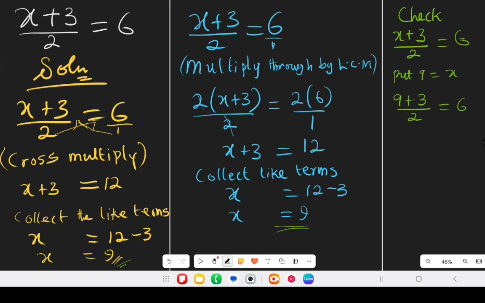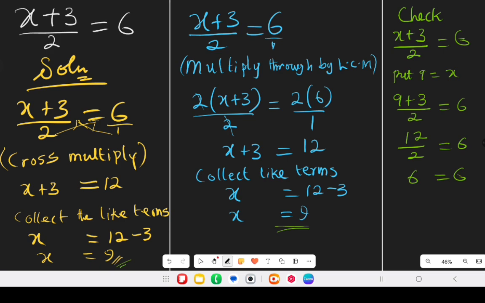Is that true? Let's check. 9 plus 3 gives us 12. 12 divided by 2, is it 6? Yes. Then we have 6 equals to 6. The left hand side is equal to the right hand side, meaning our equation is correct.